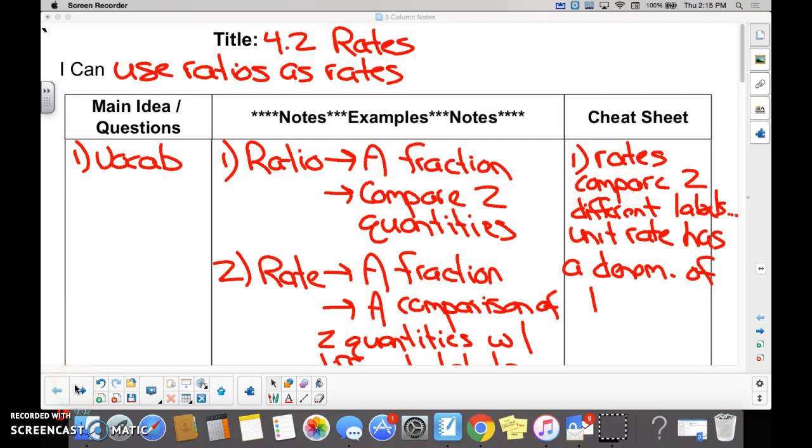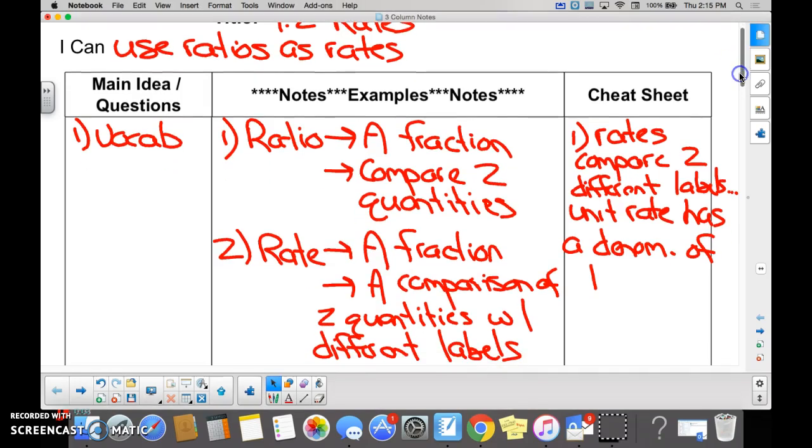4.2 rates. I can use ratios as rates. Can you? Yes. So ratios really are rates. The difference between a ratio and a rate is what? What is the difference between a ratio and a rate, Samatar? A rate has labels. Well, a ratio has labels. It's just that a rate has what in its labels?